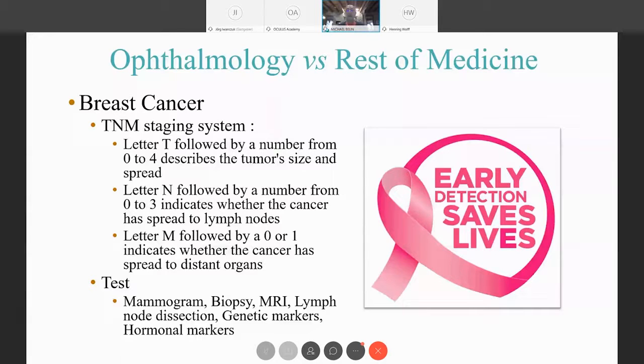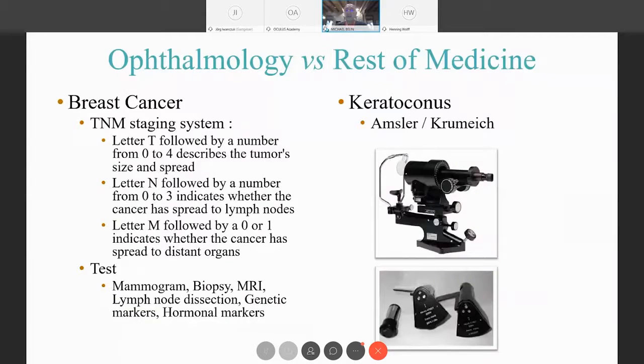And they use a number of different imaging modalities to stage cancer. No one would do treatments nowadays based on a cancer staging that was developed in 1940. They would kind of laugh you off the stage. But Amsler-Krumeich was developed using a keratometer and an optical pachymeter. My guess is none of you have even seen an optical pachymeter.